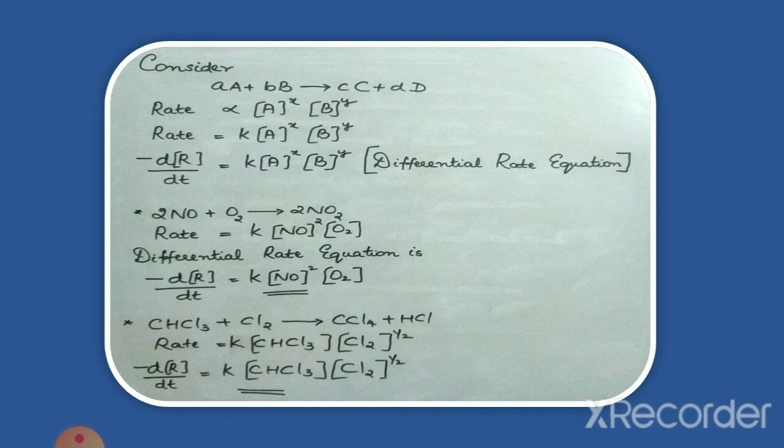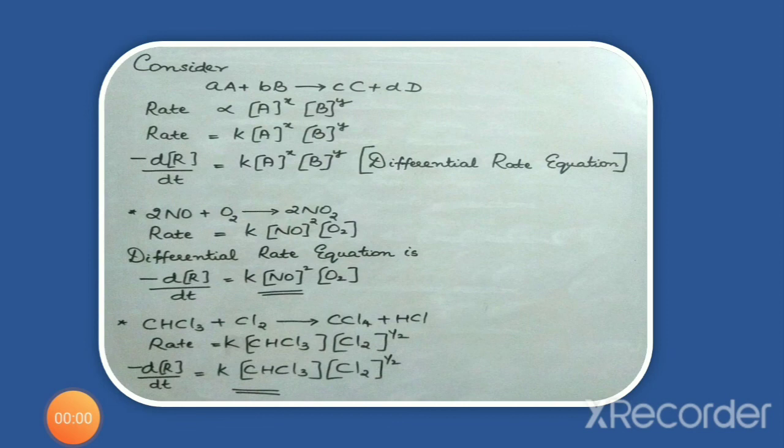Now consider the next reaction: chloroform plus Cl2 gives CCl4 plus HCl. The rate is equal to rate constant k into the concentration of chloroform into concentration of chlorine raised to half. The differential rate equation will be minus dR by dt is equal to rate constant k into [chloroform] into [Cl2]^(1/2).